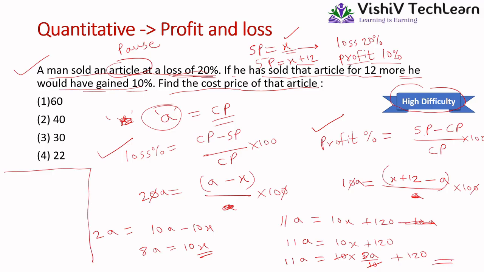So after this we will solve it here. 8A can be on this side, so it will be 11A minus 8A, and 120 will be as it is, equals to 120. So 11A minus 8A will be 3A equals to 120. A will be 120 upon 3, which is 40. So cost price 40, option 2 is correct.